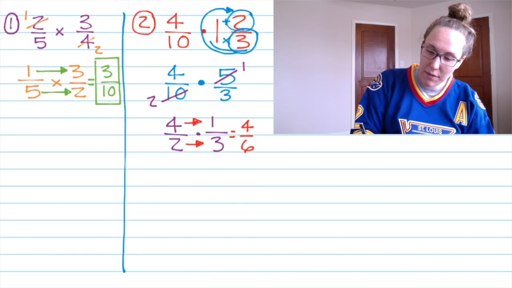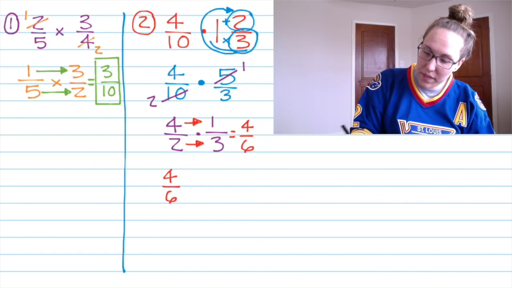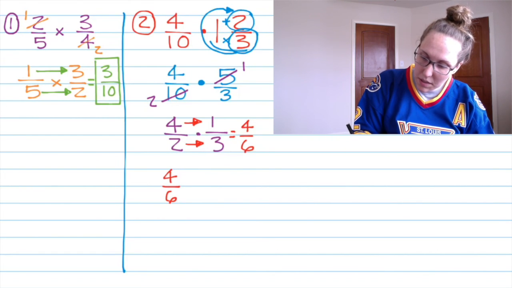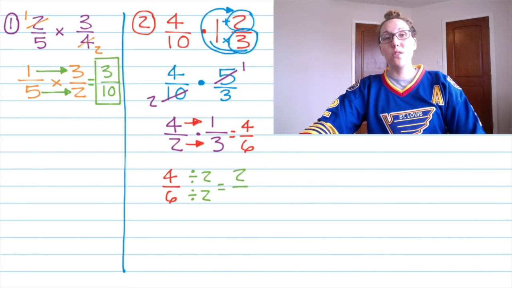So I'm going to rewrite 4, 6 right here. I can still divide both of these by 2. If I do it to the top, I have to do it to the bottom. 4 divided by 2 is 2. 6 divided by 2 is 3. And I get simplest form is 2/3.